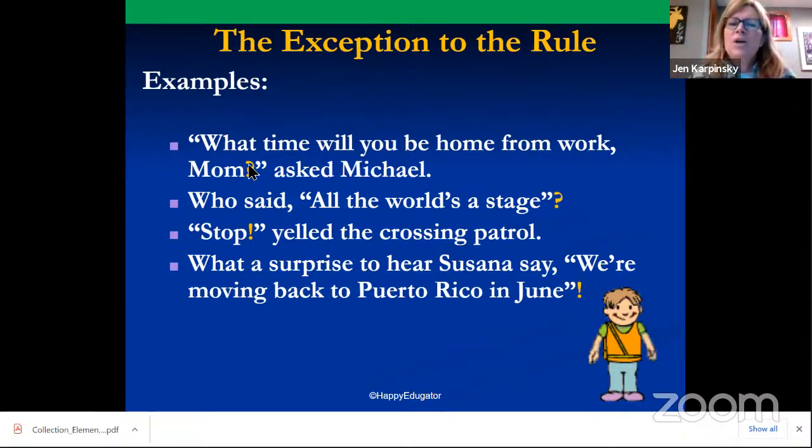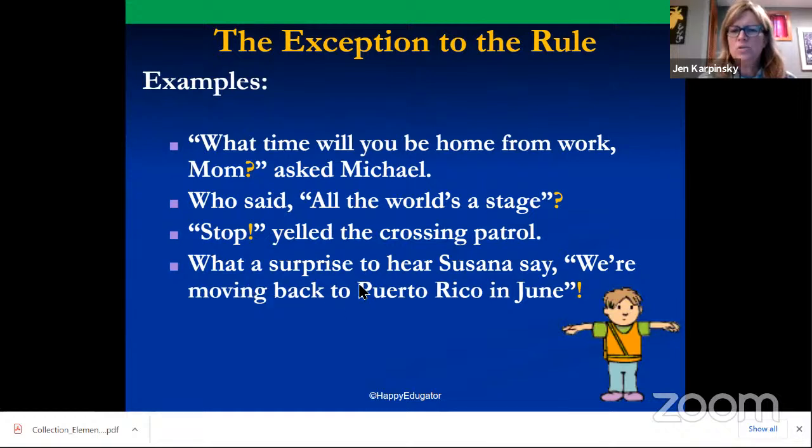Okay, when we're asking a question, we put the question inside the quotation. When the whole thought is asking a question, but what's inside the quotation is not a question, the question mark goes at the end. "Stop!" yelled the crossing patrol. The exclamation goes on the inside because that is "Stop!" It's not "Stop, yelled the crossing patrol!" It's "Stop!" yelled the crossing patrol. So our exclamation follows the point that it's making.